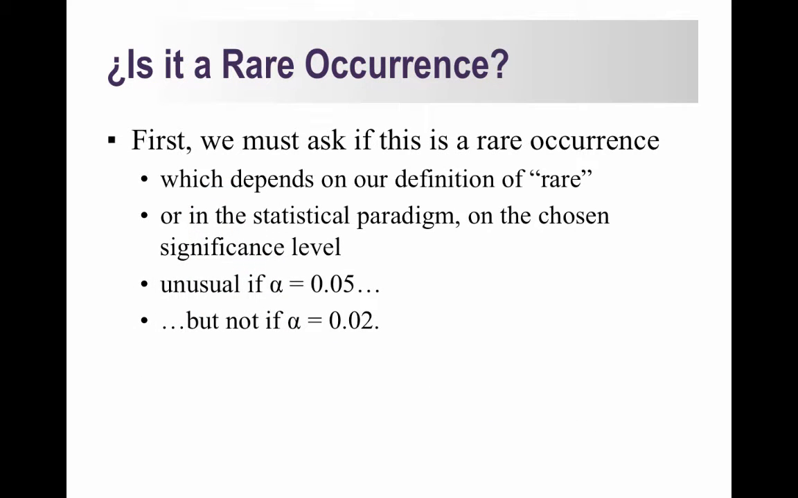So we have to ask, is this a rare occurrence? And of course, this depends on our definition of what we consider rare, or in the statistical paradigm, on the chosen significance level. So a significance level of 0.02 and change would be considered unusual if we were using a significance level of 0.05, but not per se if we were using a significance level of 0.02.